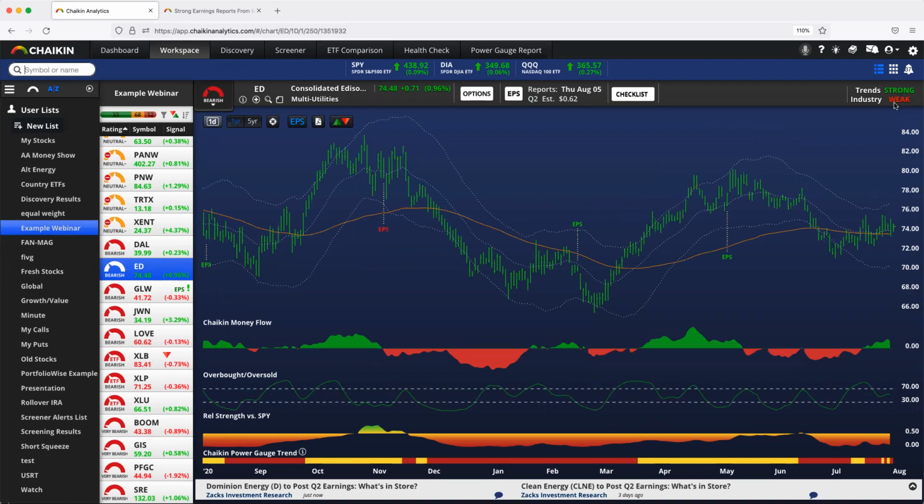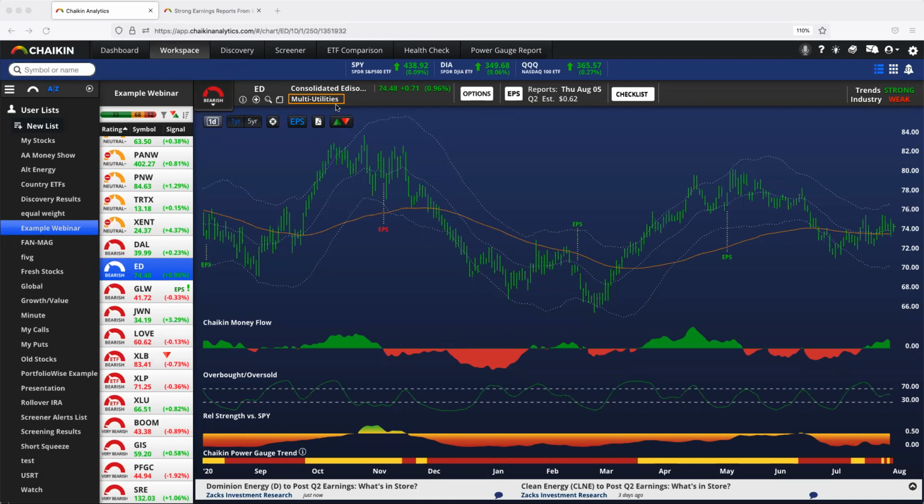All right, what about industry groups? How does this industry group indicator tell us weak or strong? Where does that come from? This comes from the power bar for the industry group the stock is in. So right now we're looking at Consolidated Edison, right? The industry group Consolidated Edison is in is multi-utilities. So this is telling us that the multi-utilities industry group is weak.